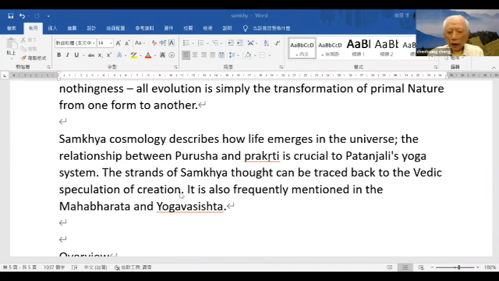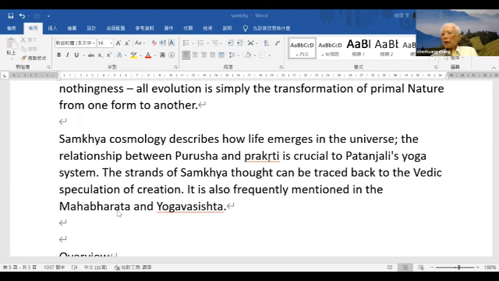But Samkhya is an offspring of Vedic theory. Brahmanism is theism, and Samkhya is atheism, because in Samkhya philosophy, there are dualistic principles. The first principle is called Prakriti. The second principle is called Purusha. So it is a dualistic principle. It is also frequently mentioned in the Mahabharata and the Yoga Vasistha.